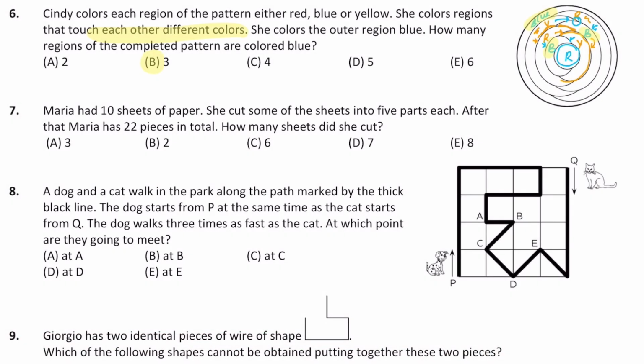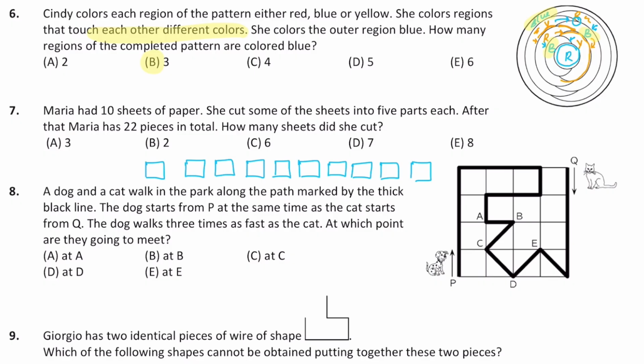Maria has 10 sheets of paper. So I'm going to draw 10 pieces of paper. 1, 2, 3, 4, 5, 6, 7, 8, 9, 10. Okay, so there are 10 pieces of paper here.